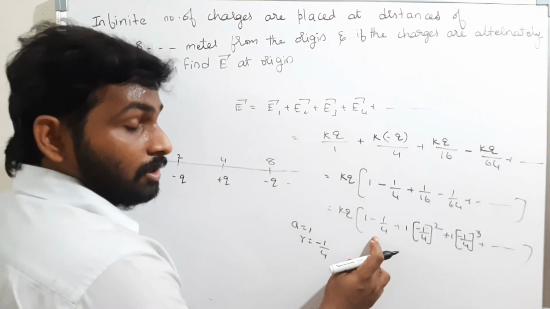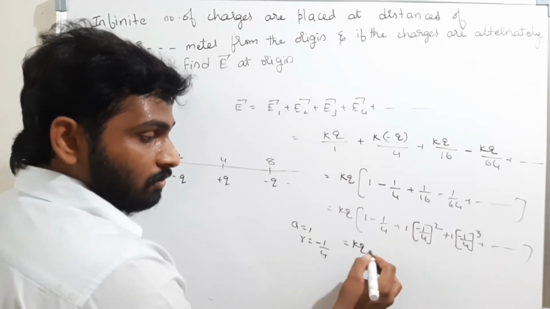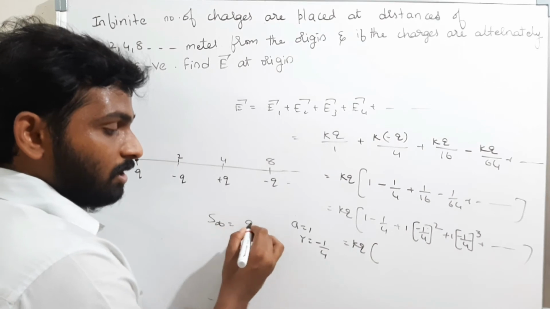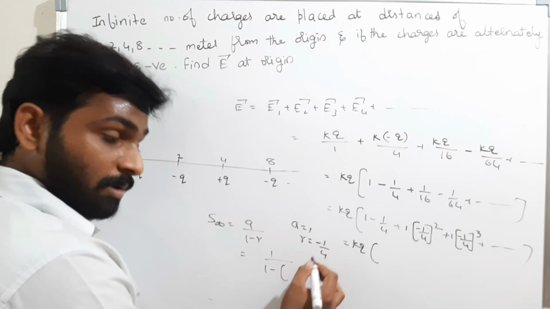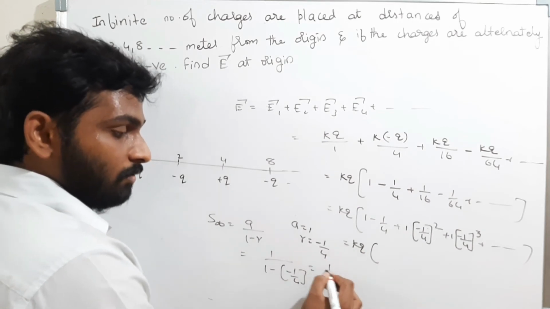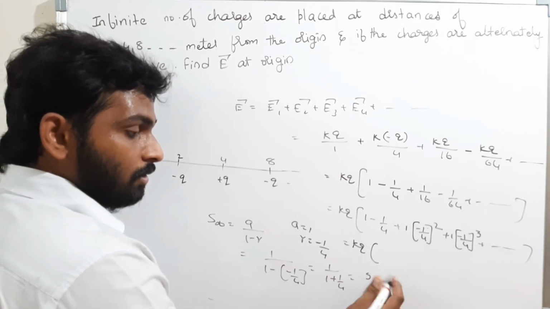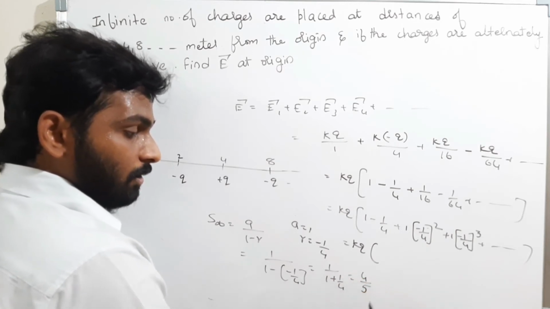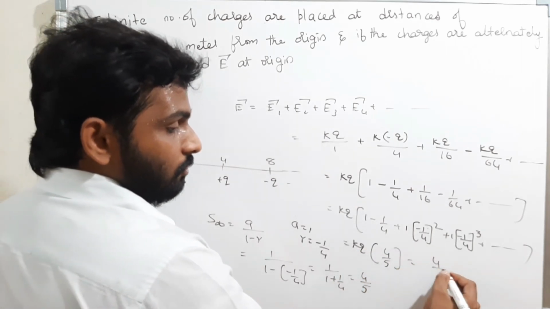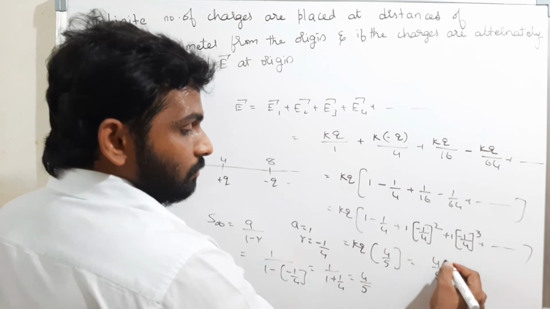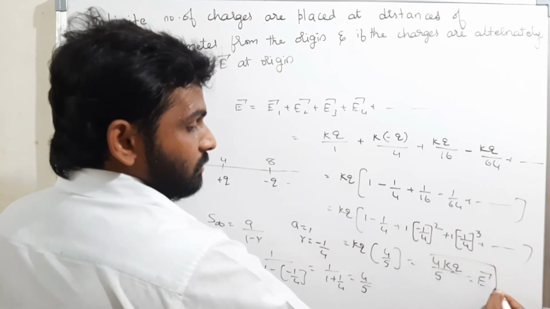Therefore, what is the sum of the infinite geometric progression series? It is KQ times the sum, which is a by 1 minus r. What is a? a is 1. 1 minus r is 1 plus 1 by 4, which is 5 by 4, so 1 divided by 5 by 4 is 4 by 5. Therefore, KQ times 4 by 5. The answer is 4 by 5 K into Q. That is the resultant electric field. That is the answer.